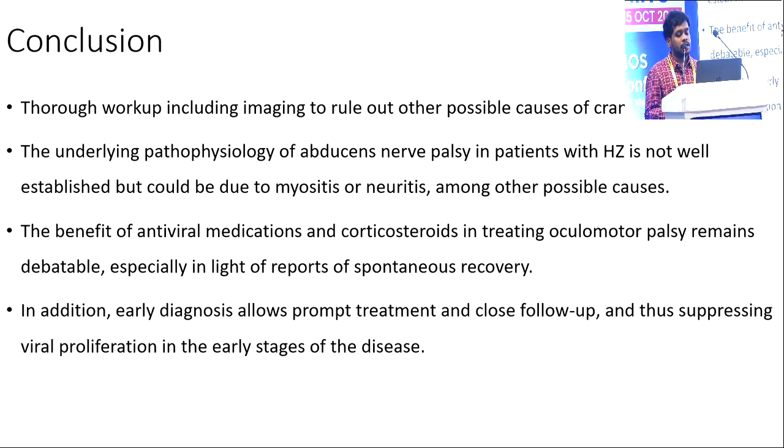In conclusion, a thorough workup including imaging is needed to rule out other possible causes of cranial nerve palsy. The underlying pathophysiology of abducens nerve palsy in patients with herpes zoster is not well established, but could be due to myositis or neuritis, and among other possible causes we should rule out. The benefit of antiviral medications and corticosteroids in treating oculomotor palsy remains debatable, especially in light of reports of spontaneous recovery. In addition, early diagnosis allows prompt treatment and close follow-up. Suppressing viral proliferation in the early stage of the disease will help the patient improve as much as possible.